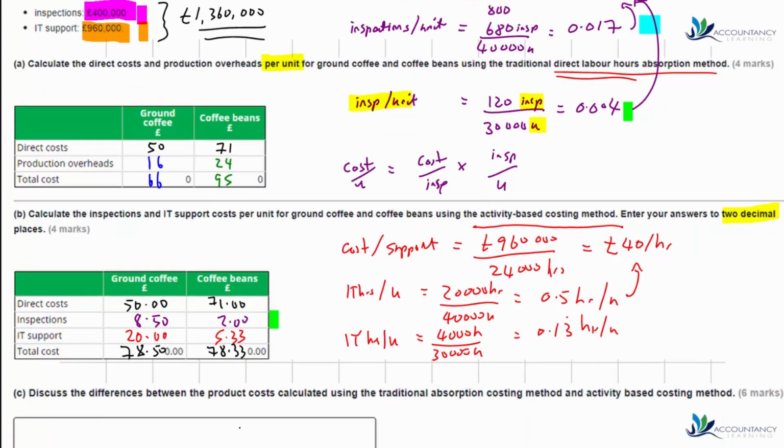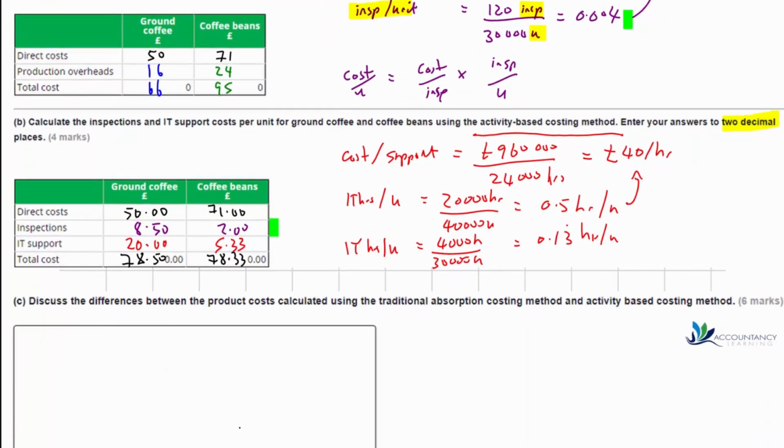So the last part of the task asks us to discuss the differences between the costs using the traditional absorption costing method and the activity-based costing method. So it wants us to compare our results in the two tables. Why are they different? So the approach for you here is just write what you can see. Describe what you can see in your results.